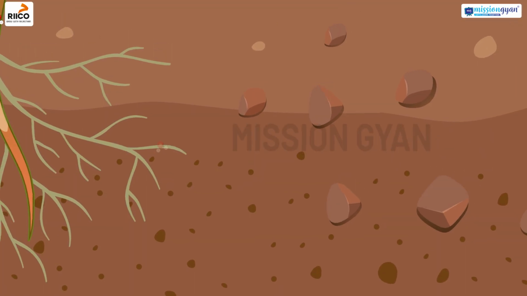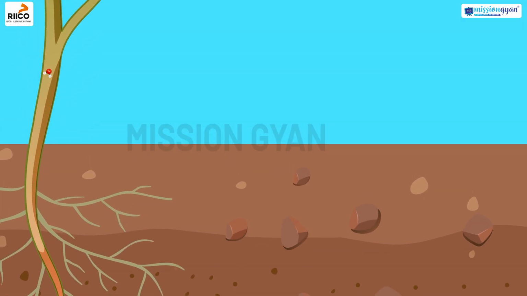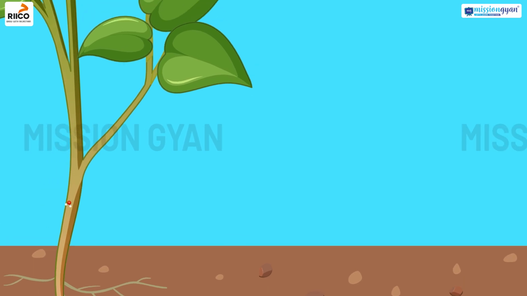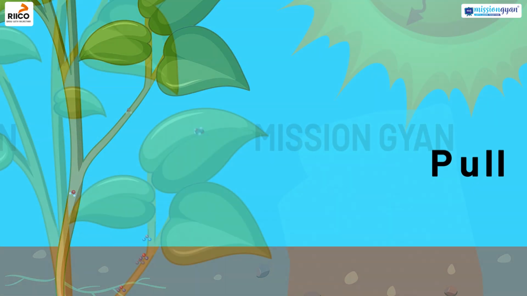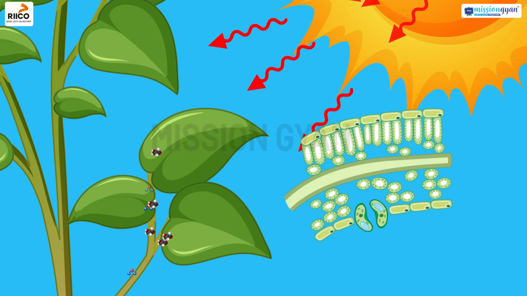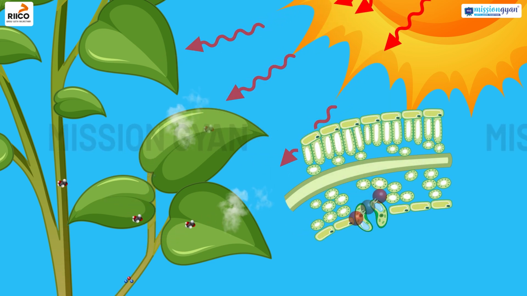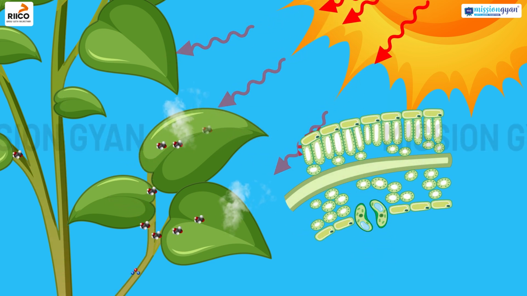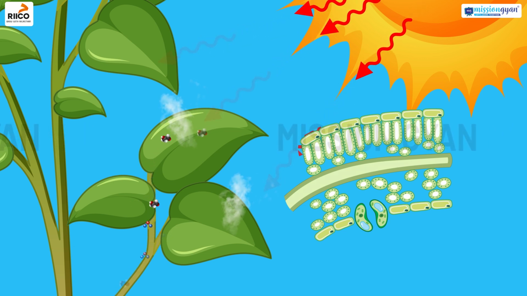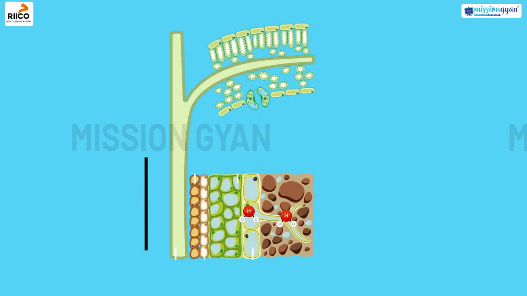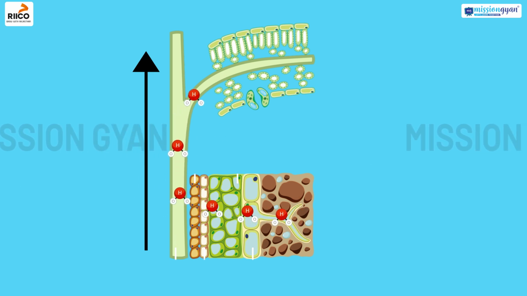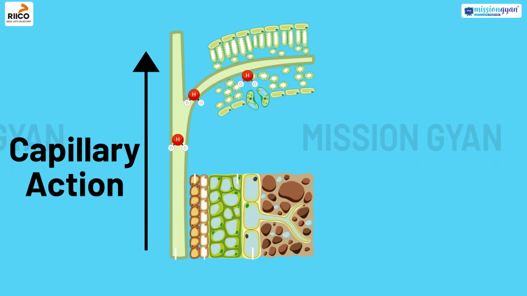But that is just one part. The real driving force is something called transpiration pull. When water evaporates from the surface of leaves through stomata, it creates a kind of vacuum. Water moves up in thin tubes of xylem due to this vacuum because of capillary action.